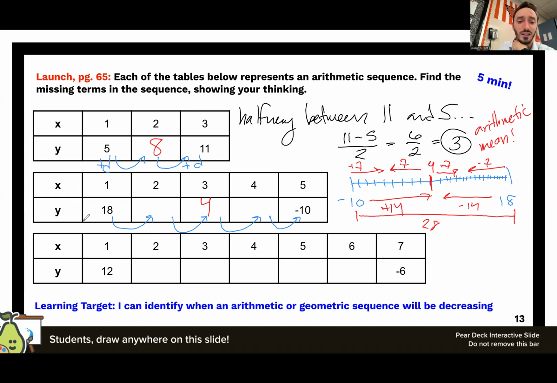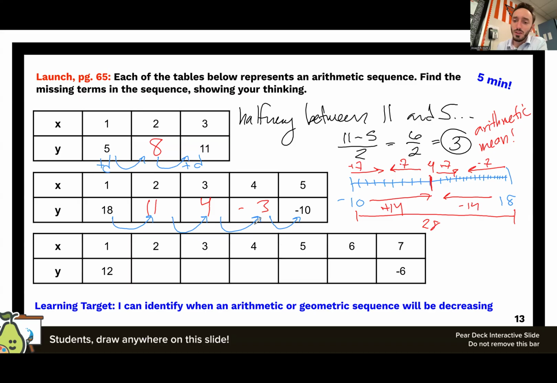So if I do 18 minus 7, I get 11. If I do negative 10 plus 7 to go backwards here, I get negative 3. And then I want to double check it, right? 18 minus 7 gets me 11. 11 minus 7 gets me 4. 4 minus 7 gets me negative 3. And then negative 3 minus 7 gets me negative 10. That seems to work nicely, right?